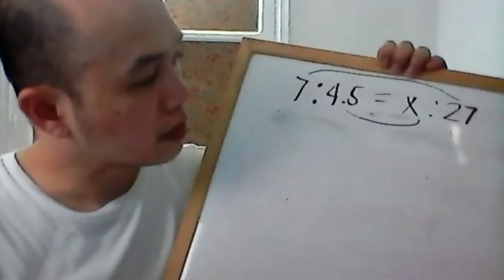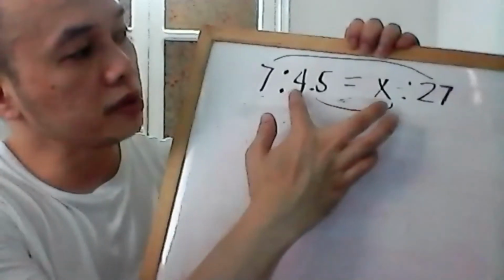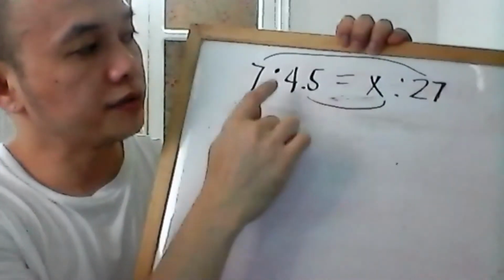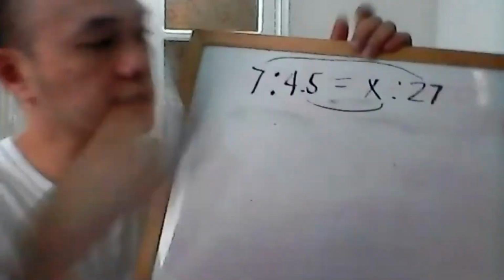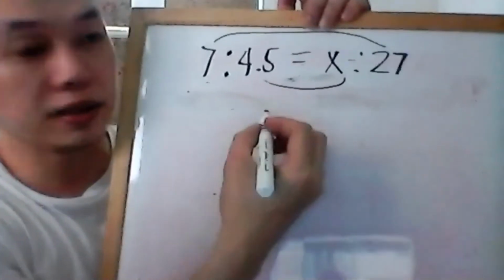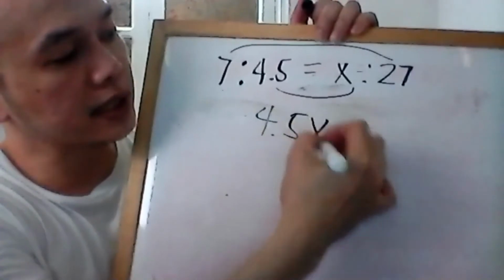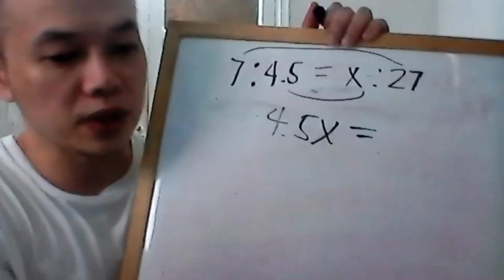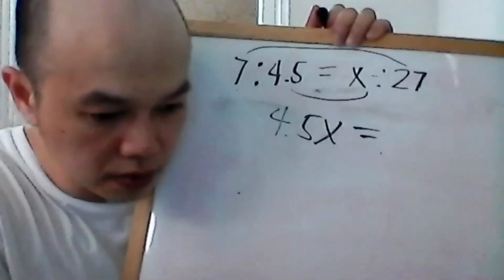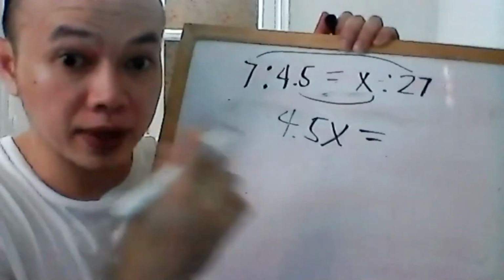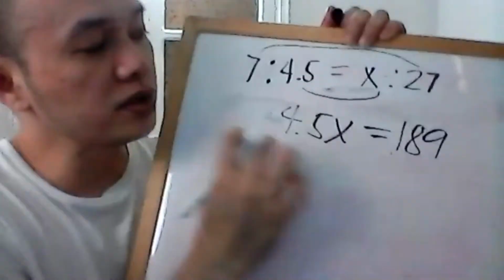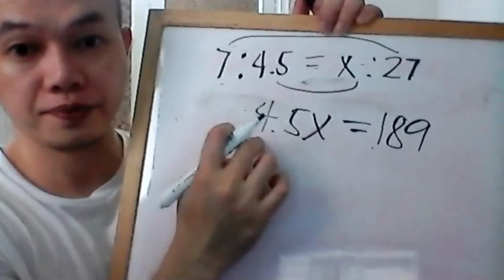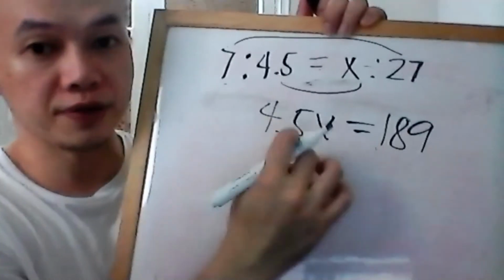I'm gonna divide them. After you multiply, the result will be 4.5x, and then 7 times 27, what's the result? 7 times 27? 189, right? Did you get it? Okay, 189. Yes, you're going to divide 189 by 4.5. 189 divided by 4.5.